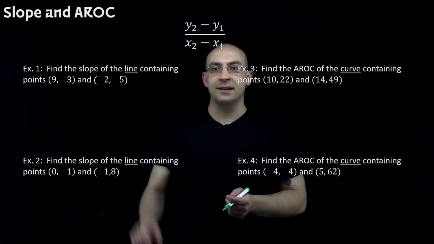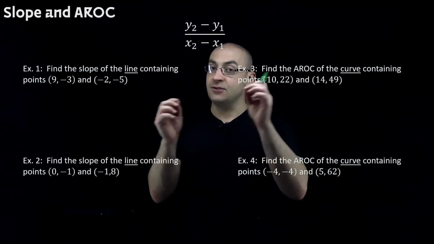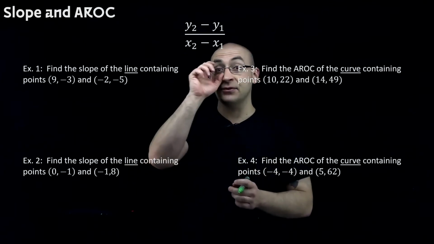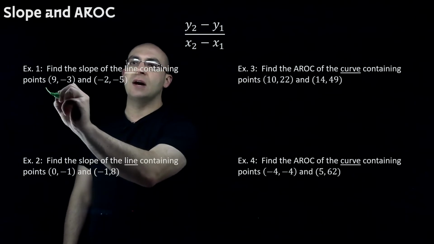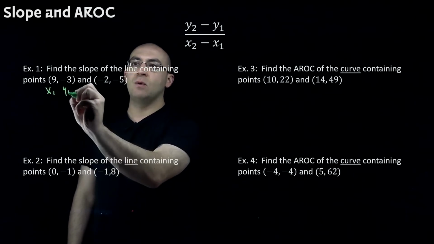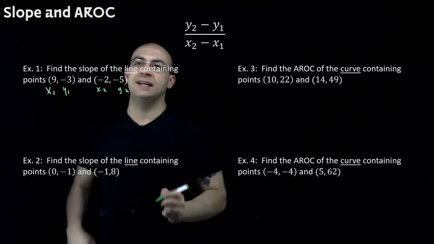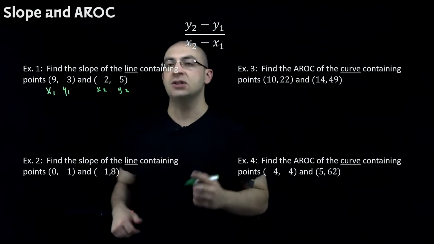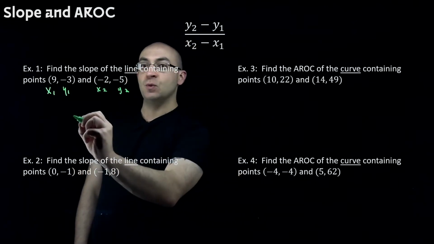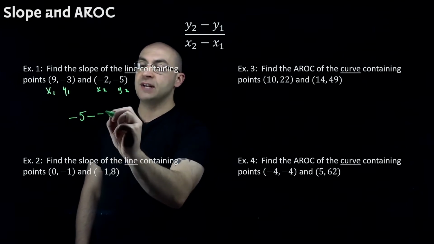Take a look what we got here. Number one, find the slope of the line, meaning a straight line, containing points (9, -3) and (-2, -5). Okay, well the first thing I want to do is label my points: x1, y1, x2, y2. And what that does is helps me substitute a little bit more clearer and cleaner into the formula. So I'm going to do y2, which is -5, minus y1, which is -3.